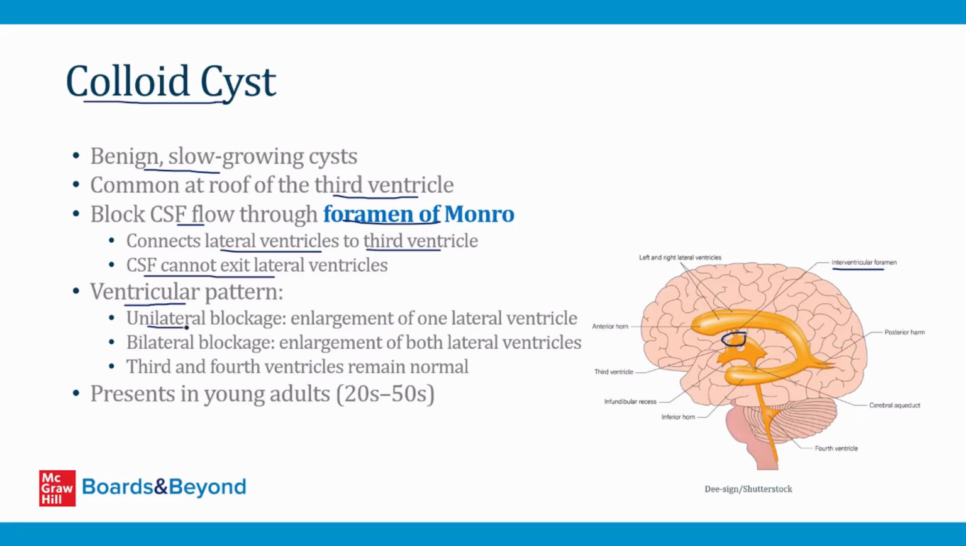If there's unilateral blockage of just one lateral ventricle, then you can see enlargement of just one lateral ventricle. But if both lateral ventricles cannot drain into the third ventricle, then you're going to get enlargement of both ventricles. Usually the third and fourth ventricles remain normal. And these are the anatomy details that you want to keep straight in your head about this condition for your board exams. And colloid cysts causing hydrocephalus are very rare, but when they do happen, they often occur in young adults in the age range of the 20s to the 50s.